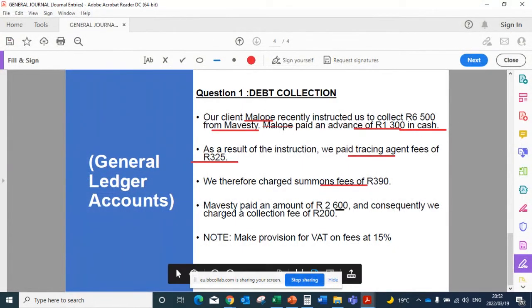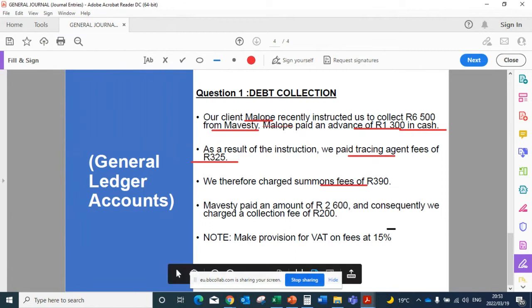Now, Mavesti paid an amount of 2,600. Remember, Mavesti is the person from whom we are going to collect money. We have been instructed to go and collect. So Mavesti paid us 2,600, and consequently we charged a collection fee of how much? Of 200.